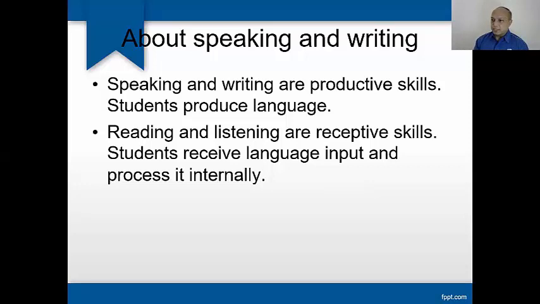First, a few words about speaking and writing. Speaking and writing are productive skills. That means the students have to produce language, as opposed to reading, in which they just read all the information silently, or listening, in which they have to receive all the oral information. In speaking, they have to produce language orally. In writing, they have to produce language through writing activity. So that's why it's called productive language. Reading and listening are receptive skills, as I mentioned before, because students receive language input and process it internally.